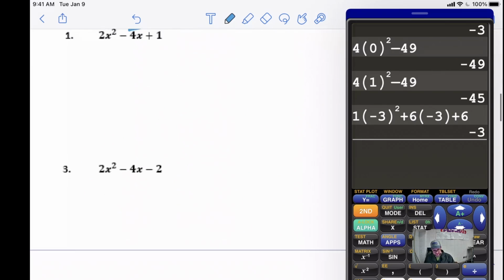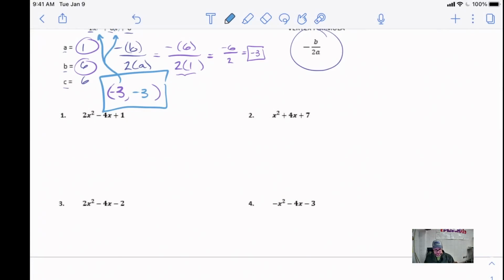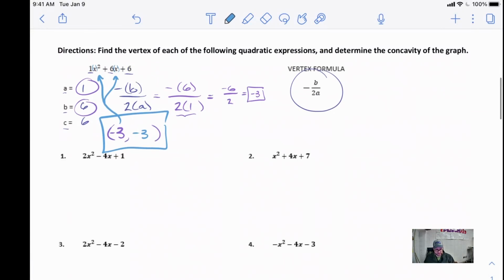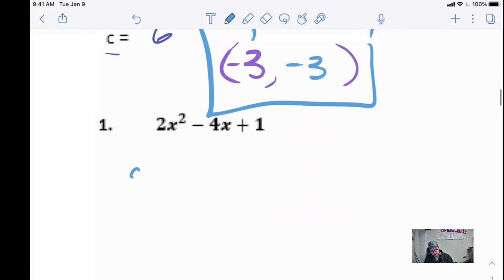So I think this time, actually, let's maybe do 2 of these right now because we got quite a few here. So let's do number 1. So we're going to have A, B, and C.